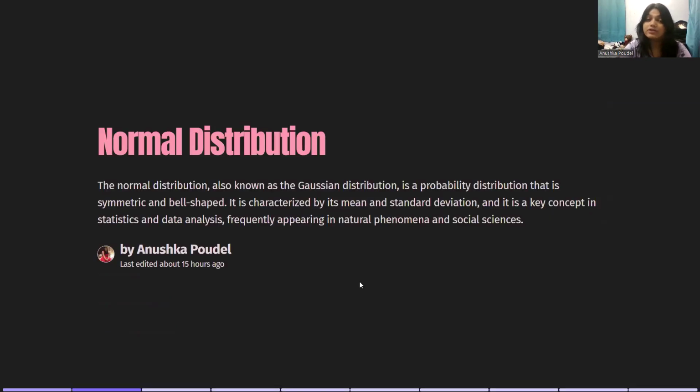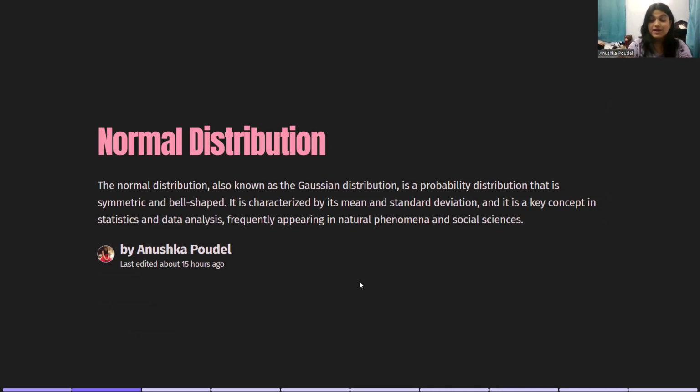Today we'll be looking at normal distribution. Let's understand what normal distribution is. The normal distribution, also known as the Gaussian distribution, is a probability distribution that is symmetric and bell-shaped. Symmetric means when a graph is divided into two, both the halves are equal. And bell-shaped is basically the inverted U shape.